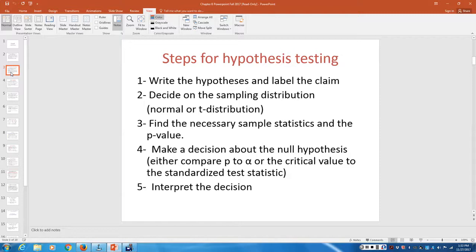Make a decision about the null hypothesis. We're gonna compare P to alpha, and that's the way we're gonna do it. We're gonna choose this one. We're gonna compare P to alpha because the calculator does it for us. And then we're gonna interpret the decision and write that sentence that we talked about.